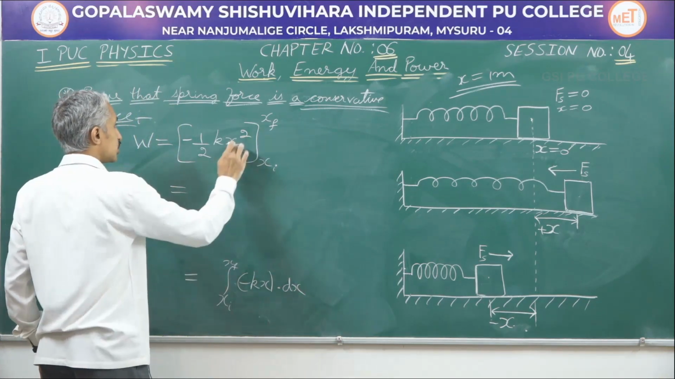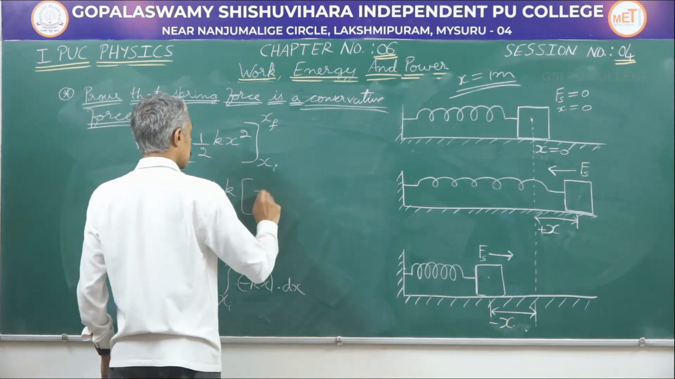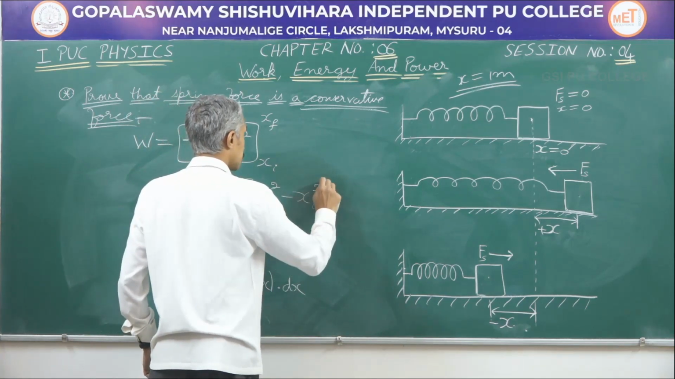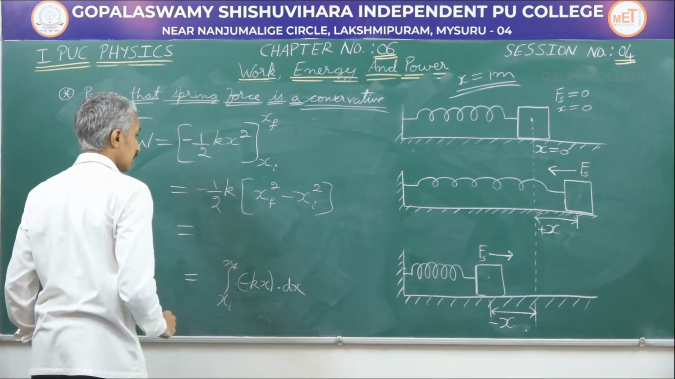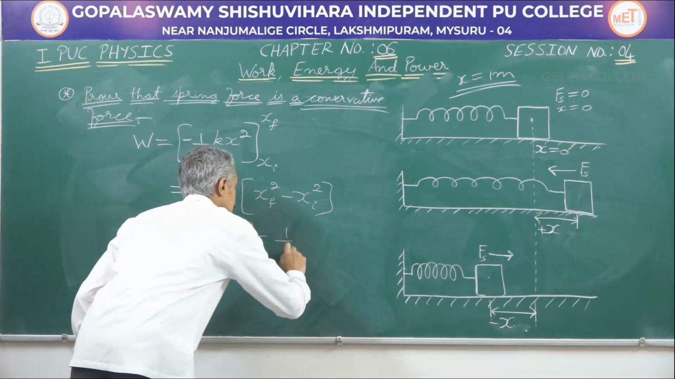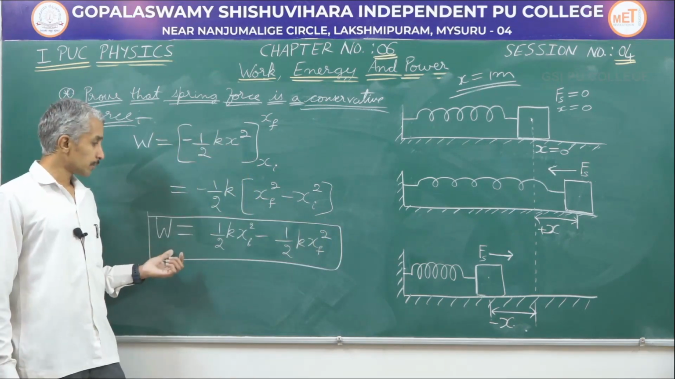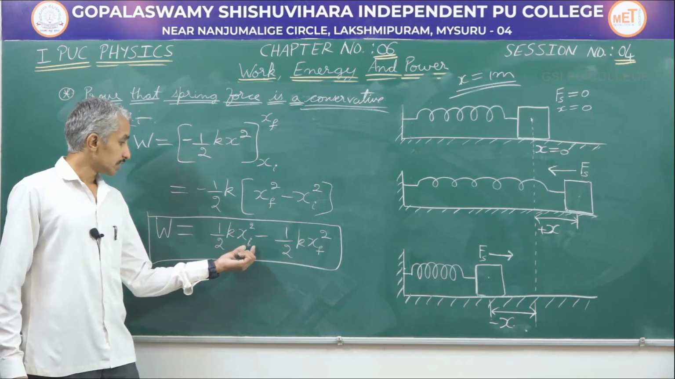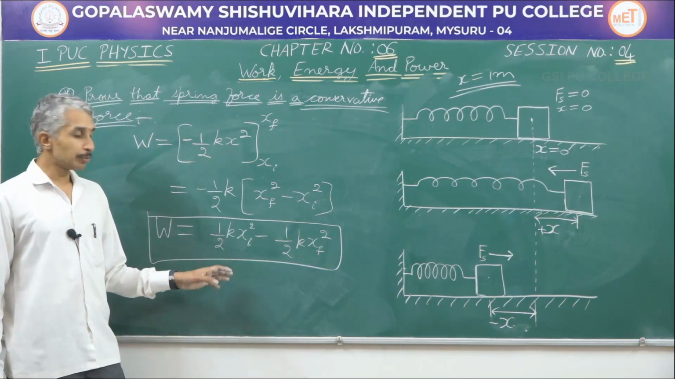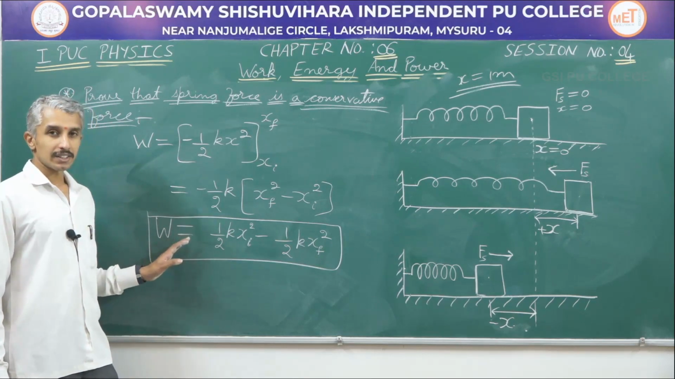On applying the limits, I will get minus half k into final position square minus initial position square. On rearranging, I will get it as half k xi square minus half k xf square. Here, the work done by the spring force is dependent only on the initial position and the final position, and it is independent of the path taken by the object. Therefore, I can say that the work done is conservative.